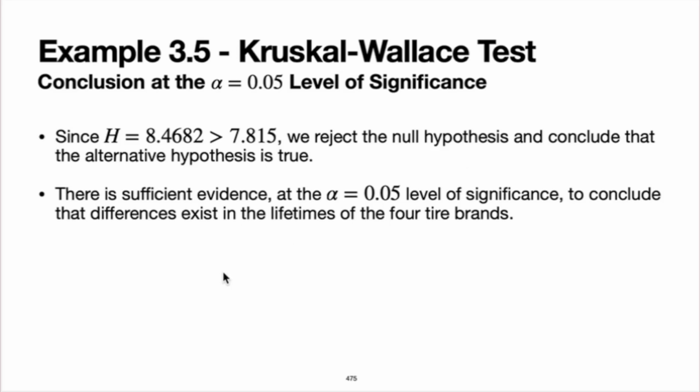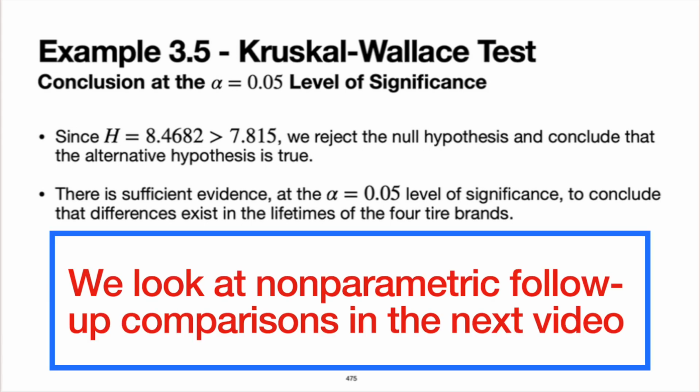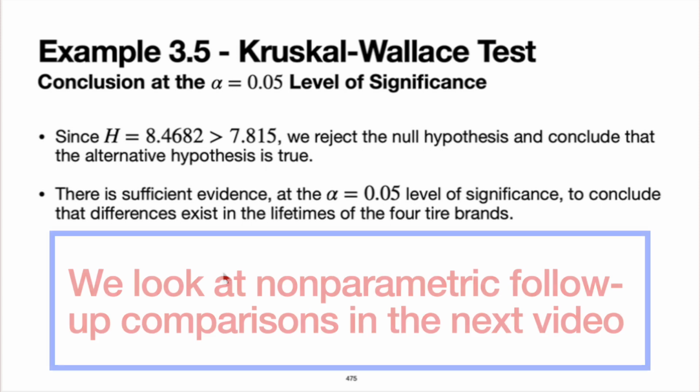Putting this back into the language of the problem, we can say that there is sufficient evidence at the 0.05 level of significance to conclude that differences do exist in the lifetimes of the 4 brands of tires. Now obviously we wouldn't stop here, we'd want to drill down and try to find out where the differences are. You know that in an ANOVA setting we might look at all pairwise differences to see where the differences were.